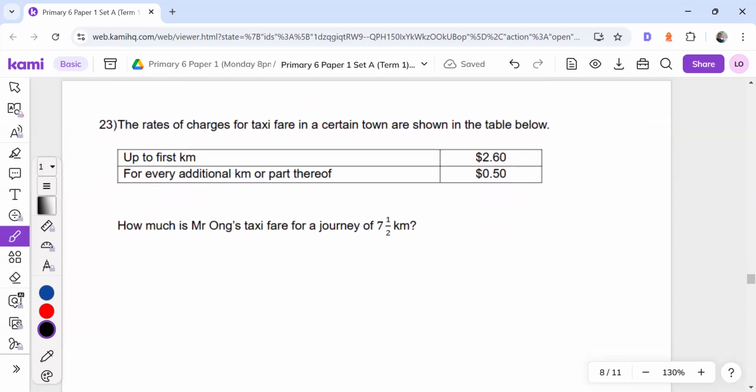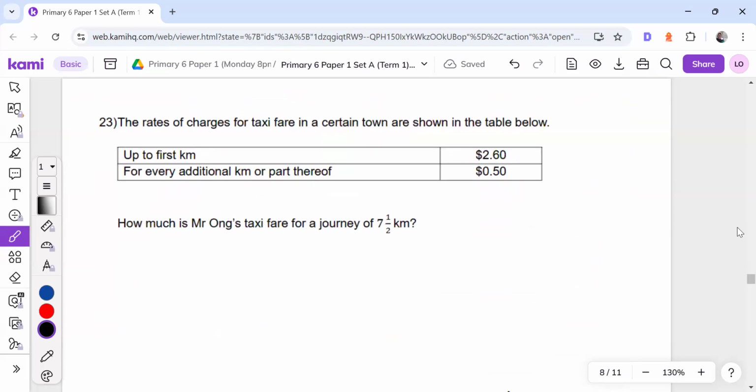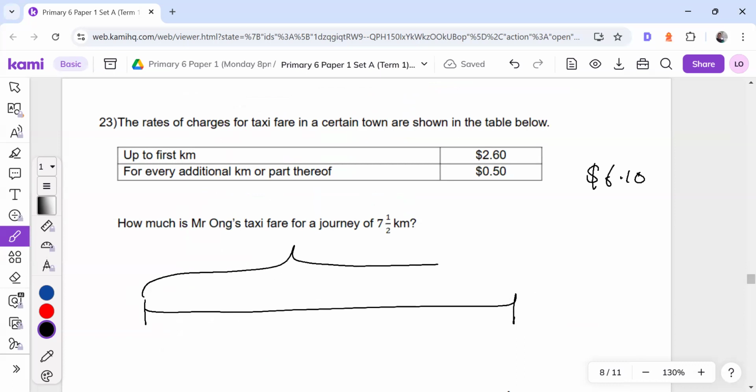Okay, question 23, answer is $6.10. All right, now those who get it wrong, do you have a line method? The line, that's the teacher's lesson. Your teacher must have taught you the line. And you need to draw a big arrow, which is the total distance, okay? And then you cut the first kilometer. And how much is the first kilometer? $2.60.